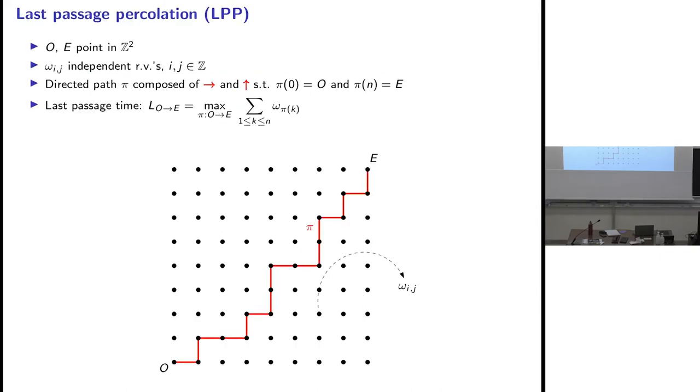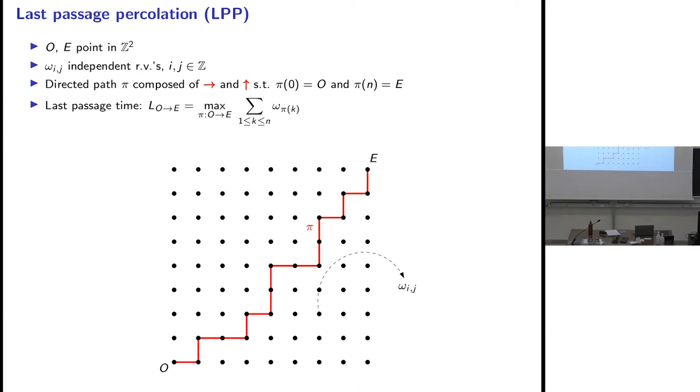So the model that we are considering is last passage percolation, which we sometimes abbreviate as LPP. The model that we consider here is last passage percolation in the first quadrant of the integer plane. We consider a lattice where on each site we place independent random variables that we label omega ij, and we consider an initial point O and an end point E, and we look for all the directed paths from O to E that are made of right and up increments. The quantity that we study is the last passage time, which is defined as the maximum over all possible directed paths from the point O to the point E of the sum of the random variables visited by the path.